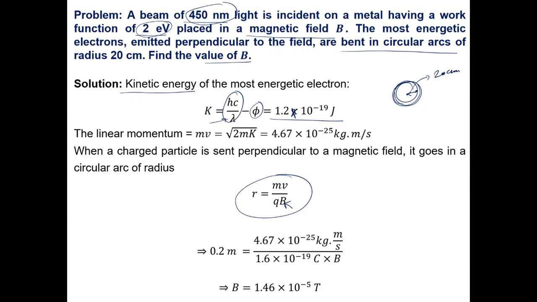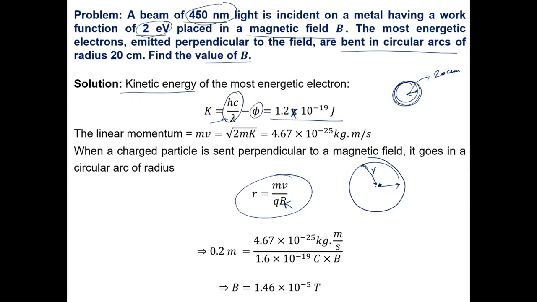Now, as I told you, when a charged particle is placed perpendicular to the magnetic field, the charged particle has a certain energy, right? And let's say the magnetic field is normal to the paper, and then you have this charged particle with a certain kinetic energy, so it will get bent and it will start revolving, right? And we have this radius given, so we have to find what this magnetic field is, right?